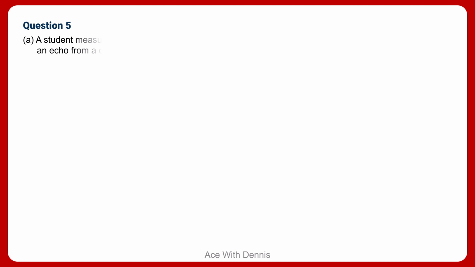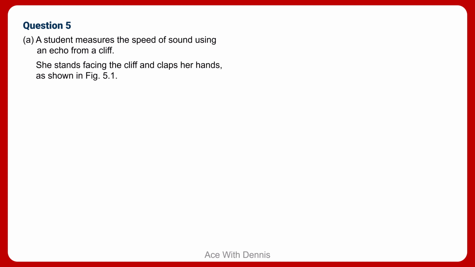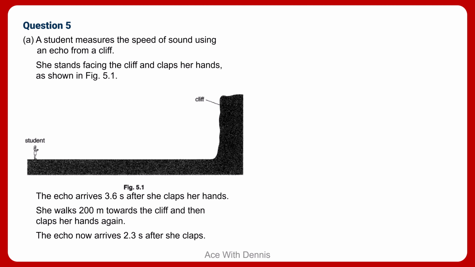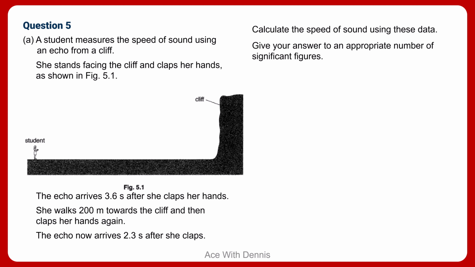Question 5. A. A student measures the speed of sound using an echo from a cliff. She stands facing the cliff and claps her hands as shown in figure 5.1. The echo arrives 3.6 seconds after she claps her hands. She walks 200 meters towards the cliff and then claps her hands again. The echo now arrives 2.3 seconds after she claps. Calculate the speed of sound using this data. Give your answer to an appropriate number of significant figures. 3 marks.